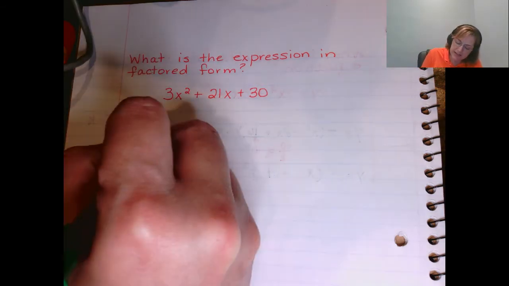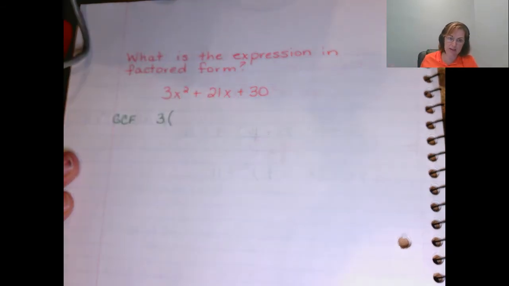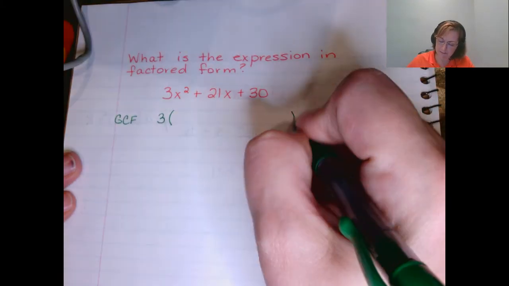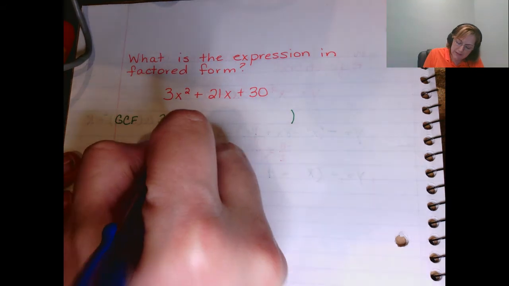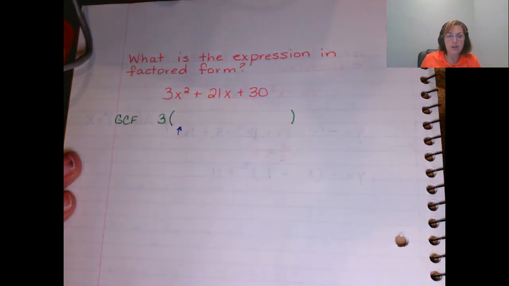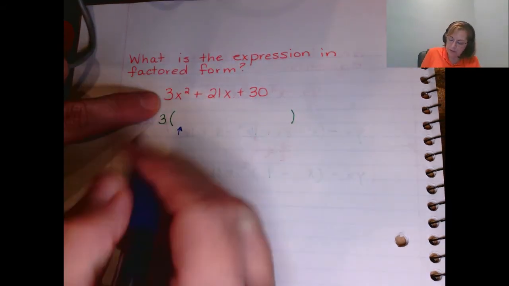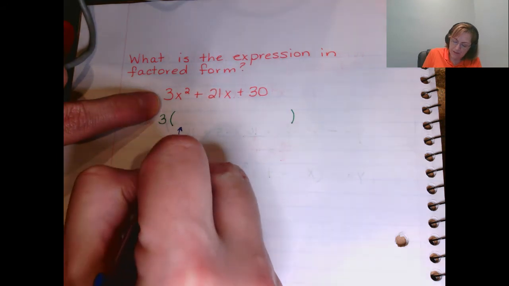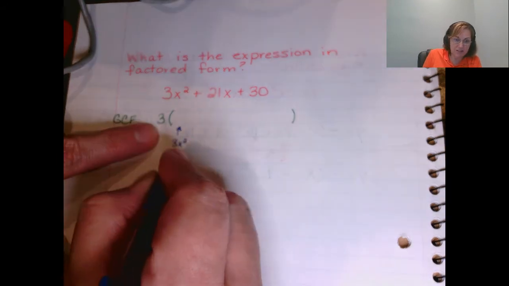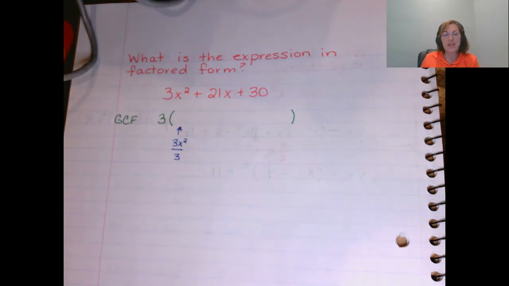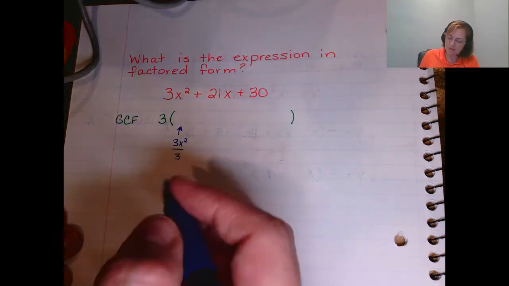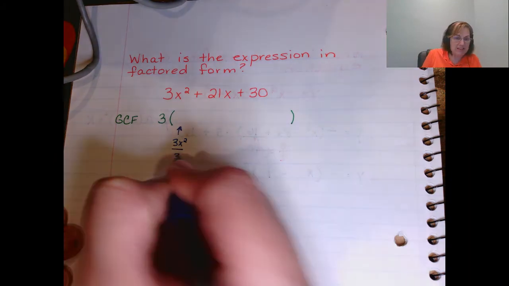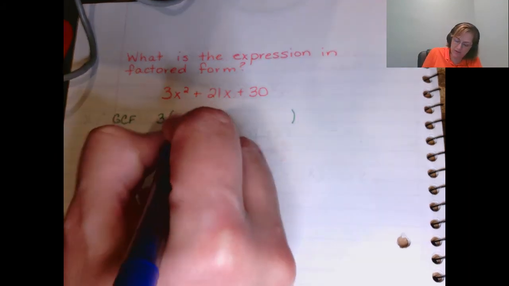So in this case, I'm going to put a 3 in front of my parentheses. Then I'm going to fill my parentheses one term at a time. I'm going to take the first term and I'm going to divide by the GCF. That will tell me what should go into my parentheses. So 3 divided by 3, that's 1. So I'm left with an x squared.